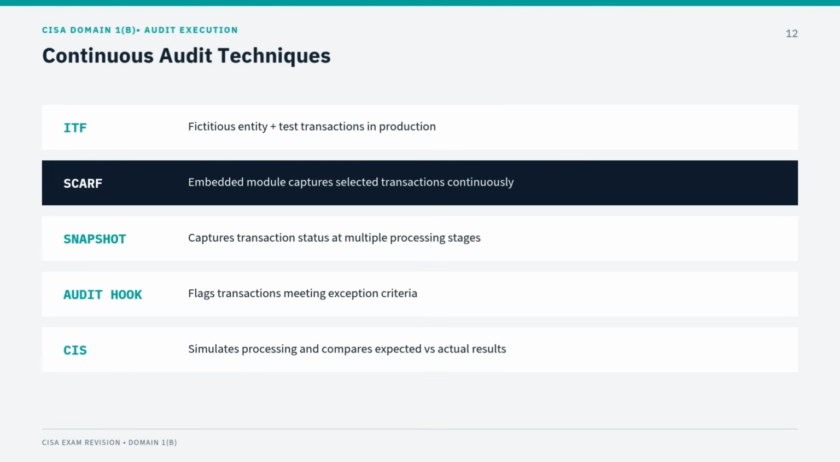Continuous audit techniques. Continuous audit techniques allow auditors to monitor selected transactions or processes on an ongoing basis. Key techniques include ITF, SCARF, snapshot, audit hook, and CIS. These approaches help identify exceptions and provide more timely assurance over technology-enabled processes.